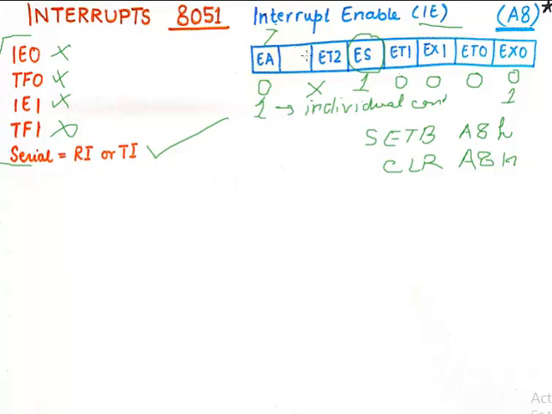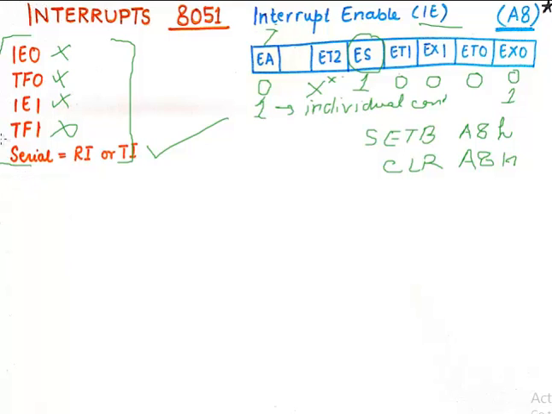So key points are: this register will help you turn off or on a specific interrupt, and again ET2 is reserved for future use. It is not being used in 8051. So these 5 interrupts are what we focus upon. Any of these interrupts can be disabled or enabled through the interrupt enable register. So that was pretty easy.